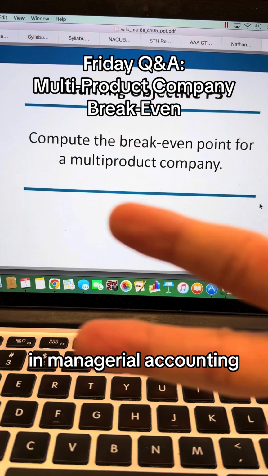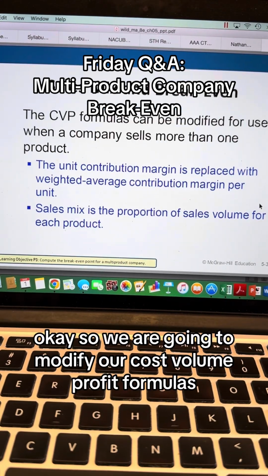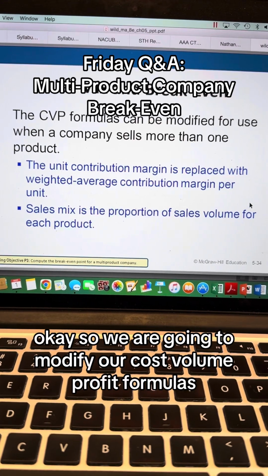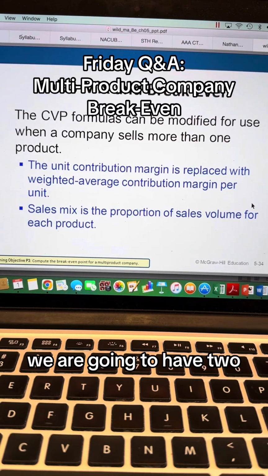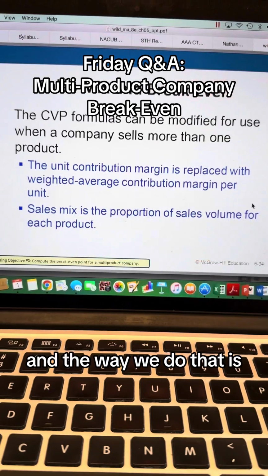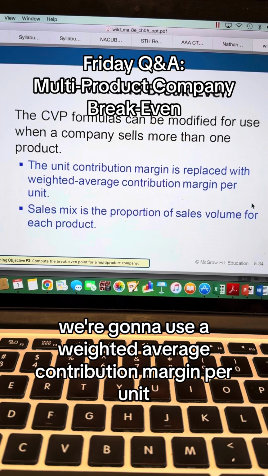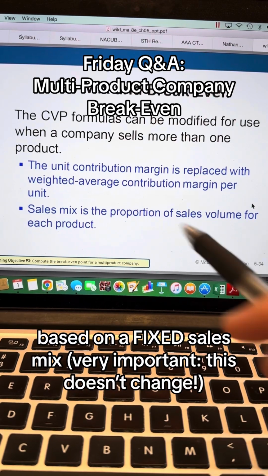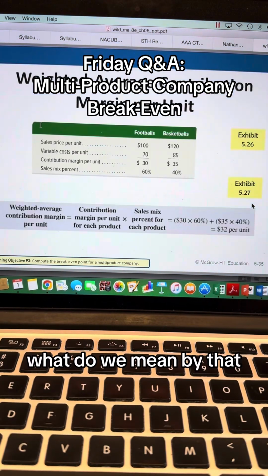In managerial accounting, usually they're just two products. Okay, so we are going to modify our cost, volume, profit formulas. Instead of using one product, we are going to have two. And the way we do that is we're going to use a weighted average contribution margin per unit based on a fixed sales mix. What do we mean by that?